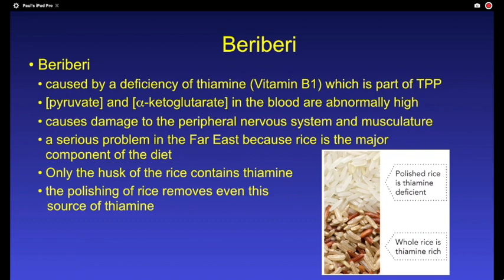Here is something that people get very confused about. What is the difference between a disease and a symptom? The symptoms here are high concentrations of 2 molecules that shouldn't be high, pyruvate and alpha-ketoglutarate. The disease is the lack of a cofactor, which is because you have a lack of a vitamin. Treatment to this is giving the vitamin. But a lot of people get confused about what the disease is and what the symptoms are.